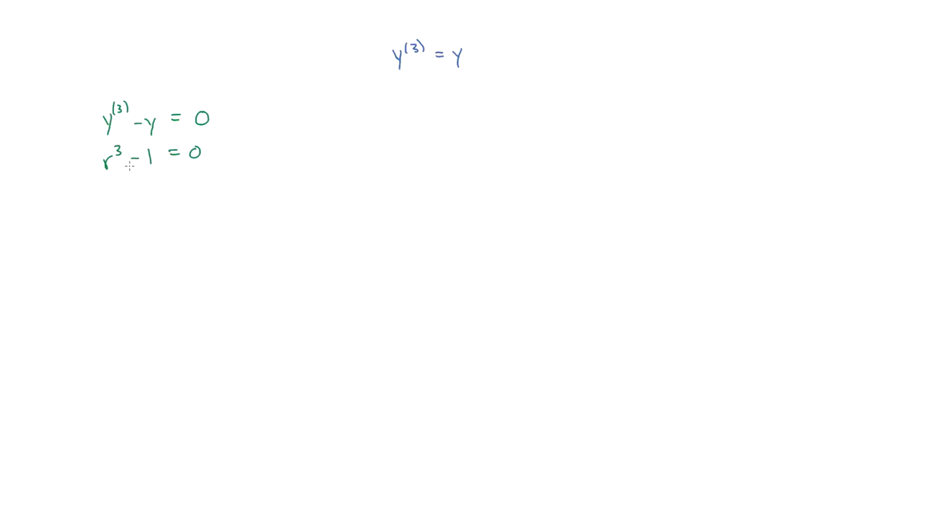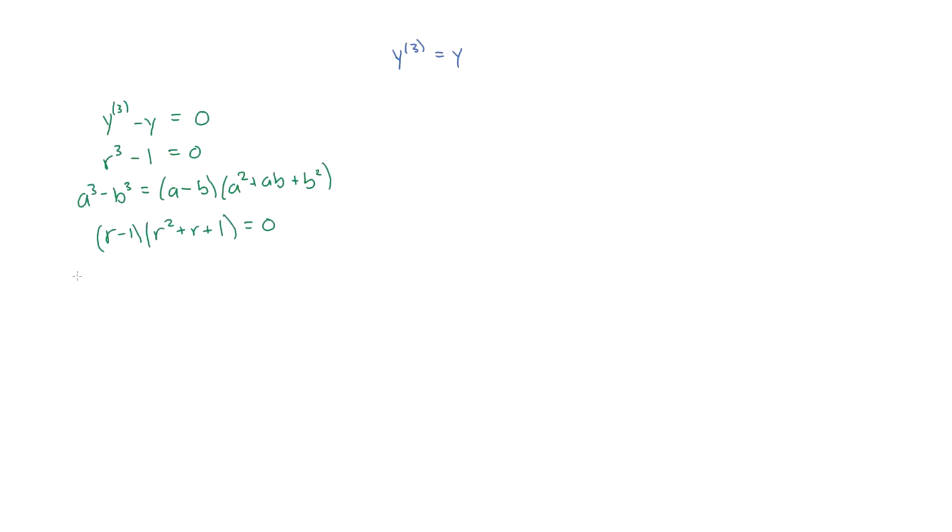Okay, so now we have to factor this r cubed minus 1. It is actually a difference between two cubes, and if you go back to algebra, there is a formula that factors this quite easily. So that formula simply states that a cubed minus b cubed equals this. So we could rewrite r cubed minus 1 in terms of this equation.